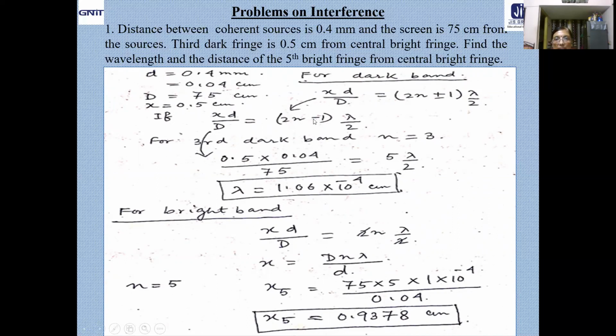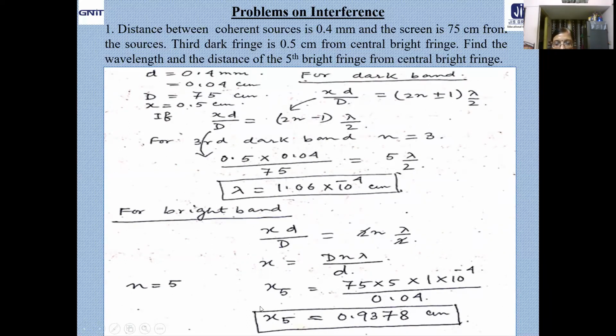Now the first part is done, that is, finding the wavelength. Then the distance of the fifth bright fringe from the central bright fringe. Again we are using the path difference formula, xd by D. Now it is a bright one, so in place of an odd multiple, here it is an even multiple of lambda by 2. So 2 will cancel out.